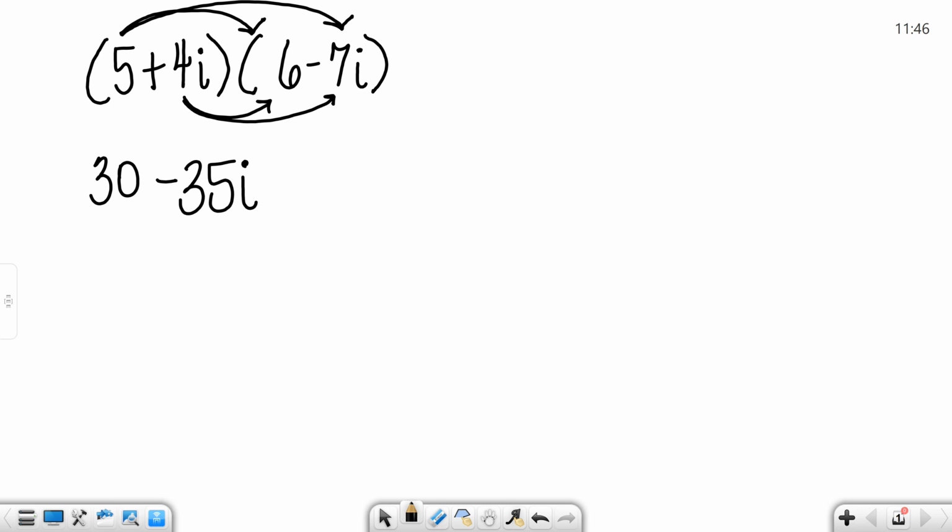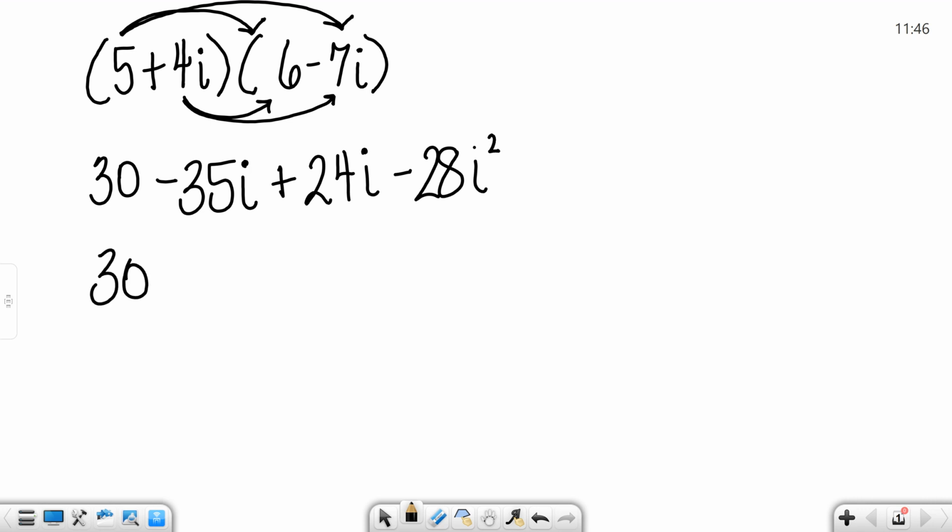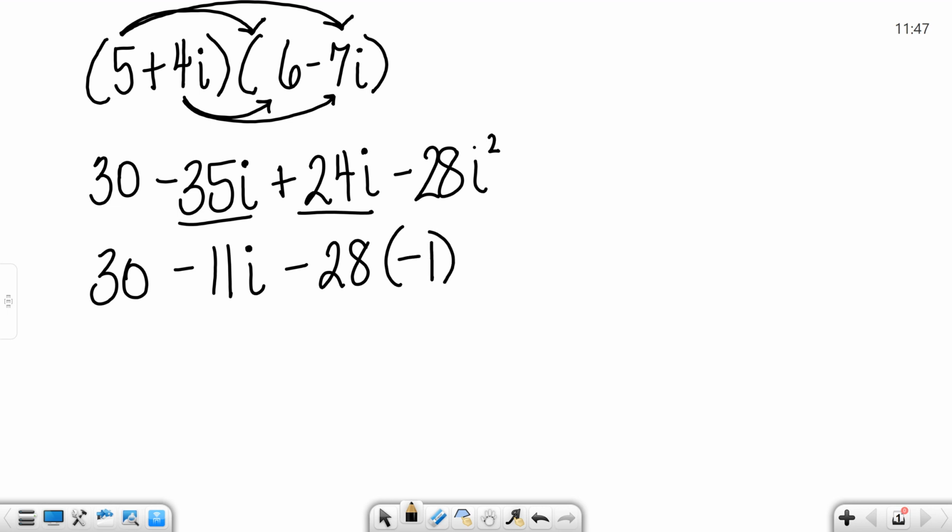All right, now we're ready to multiply the 4i. Positive 4i times positive 6 is positive 24i. Positive 4i times -7i is -28i squared. Okay, we have some like terms here in the middle. These two are like terms. -35 plus 24 is -11i. And i squared is -1.